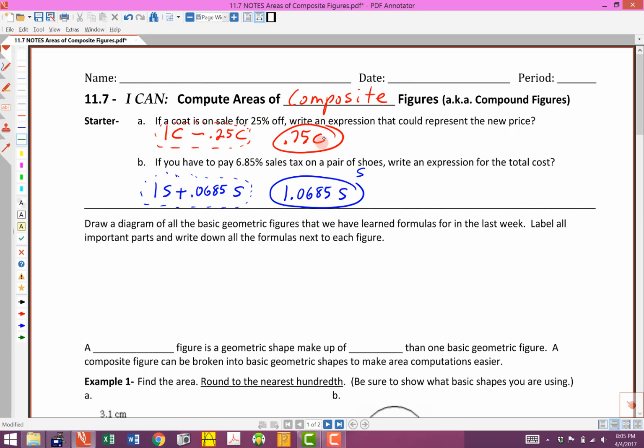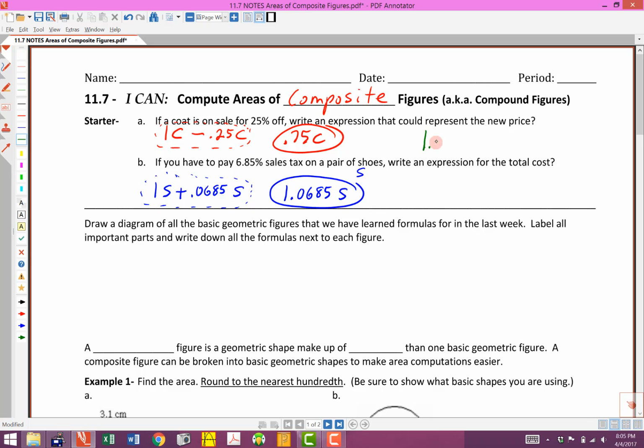So what if this is how much we paid for the coat, but we had to pay this much sales tax? Can you think of what we do to represent an expression for that situation? So let's think about what we did here. We ended up doing 106.85% of the cost of the shoes. Well, we need to take this and stop and think about it.